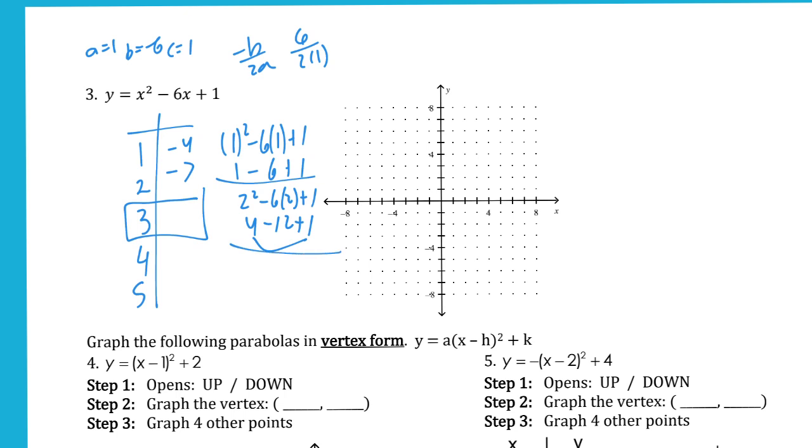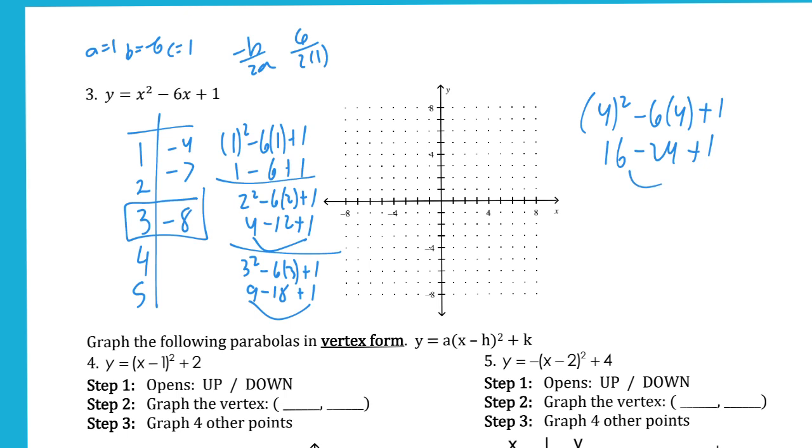The next one is 3. So you do 3 squared minus 6 times 3. And then add 1, that's 9 minus 18. And you're going to add 1, that's 10 minus 18 is negative 8. All right, I'm going to go over here. So we plug in 4. We're going to do 4 squared minus 6 times 4, and then plus 1. 16 minus 24 plus 1. 16 and 1 is 17 minus 24 is going to give us negative 7.